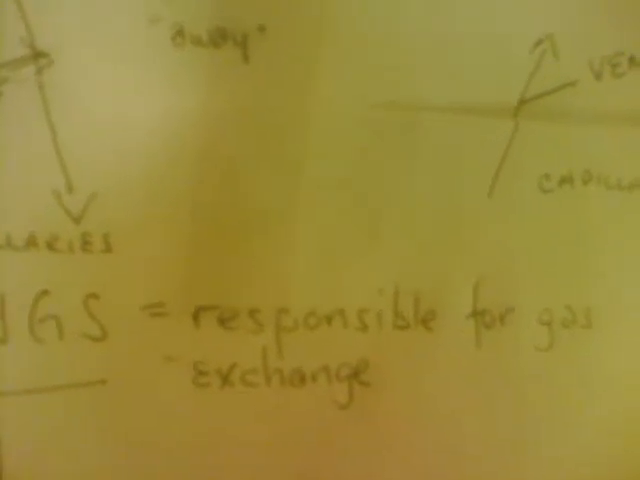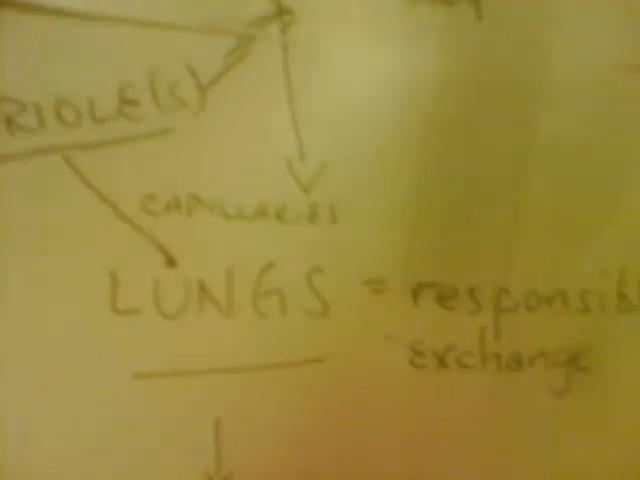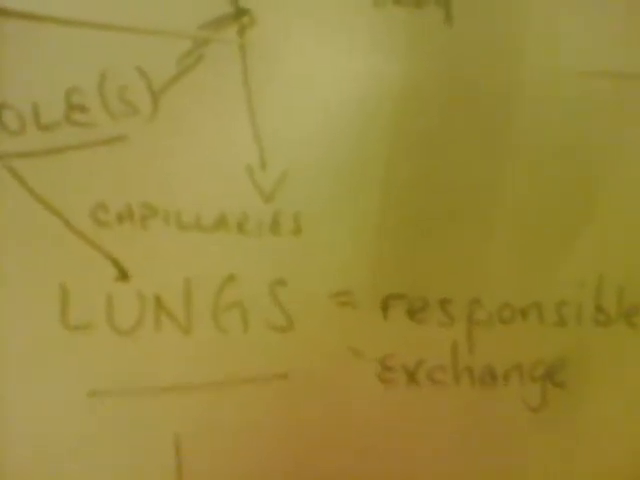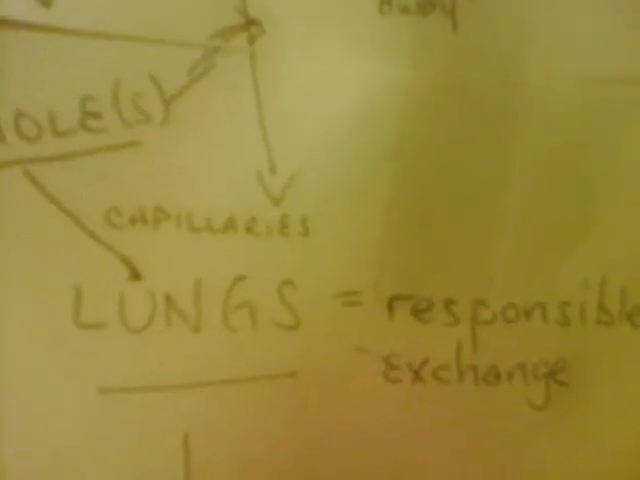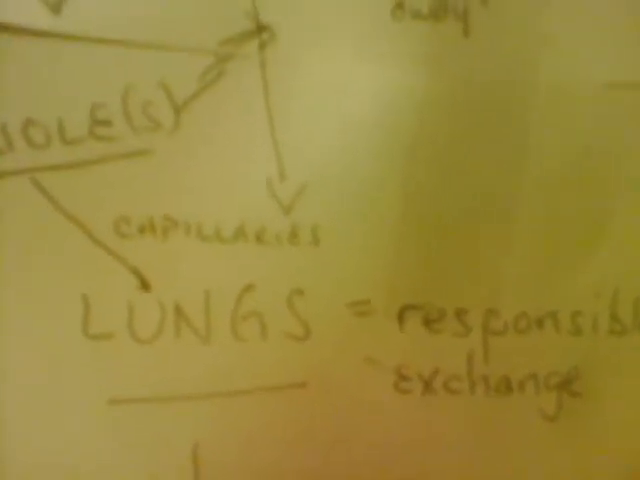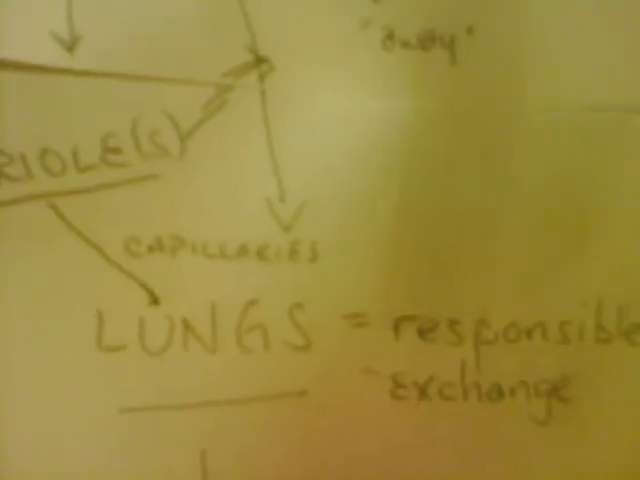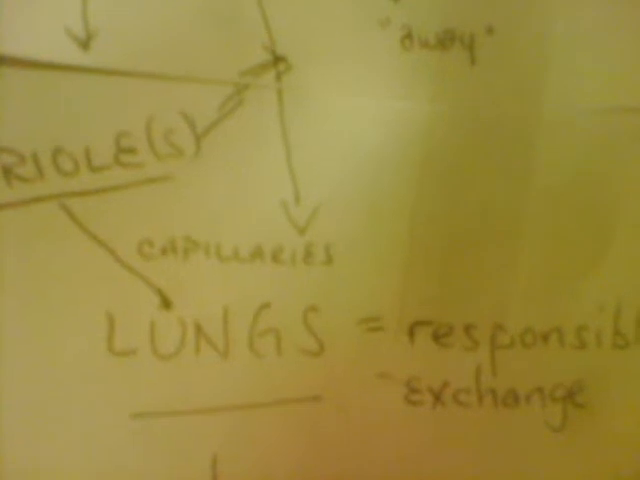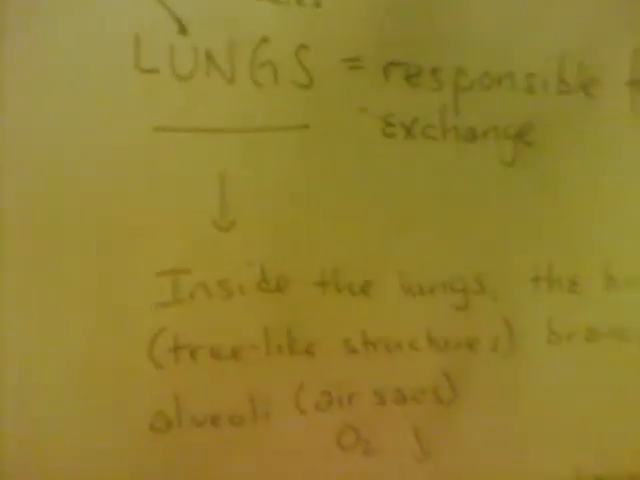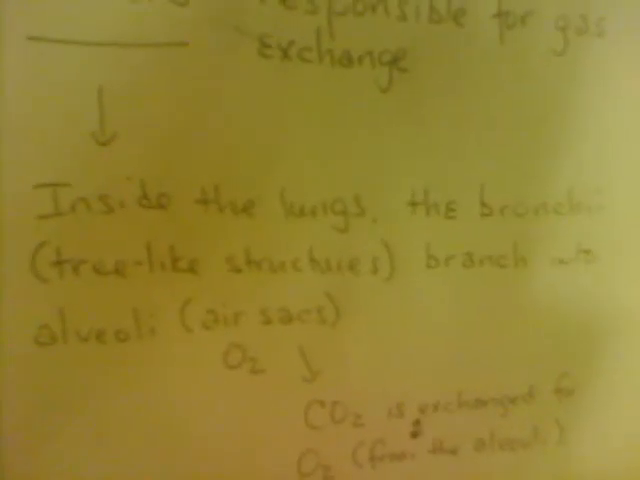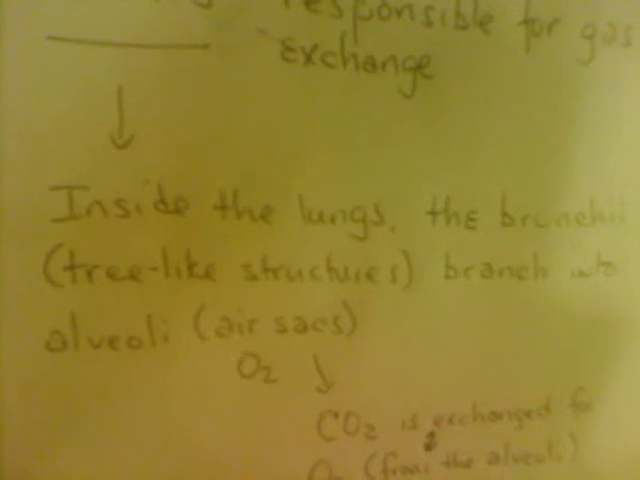So, what are the two components that we are concerned with? Inside the lungs, you have what are called a bronchus, singular, bronchi, plural. Bronchi are tree-like structures inside of the lungs that start to divide and become smaller until they become what are called alveoli, or air sacs. Okay, so we're going to go down here, and that's what I just basically explained. You have the bronchi, and the bronchi branch off into alveoli, the air sacs.